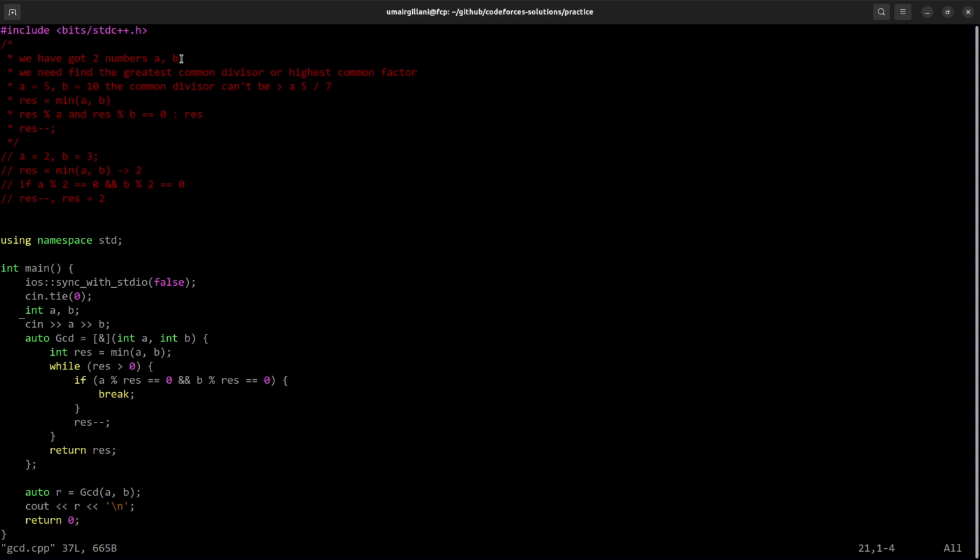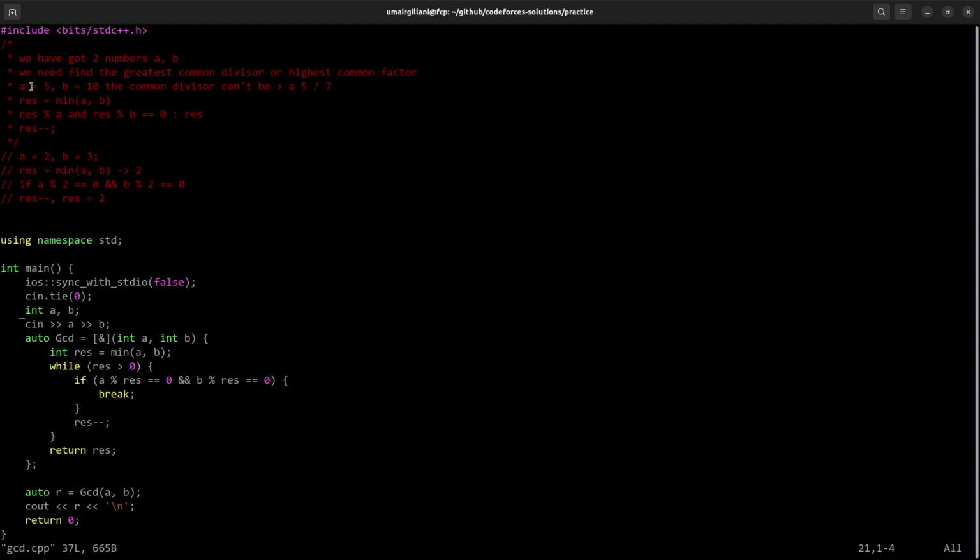The greatest common divisor would be some number that when we divide both A and B with that number, the remainder is going to be 0. So how are we actually going to find that number? For example, we'll find the minimum of both the numbers, and we'll check if this number divides both the numbers. We know that the GCD can at most be equal to the minimum of both the numbers, and it cannot be greater than the minimum of these two numbers.